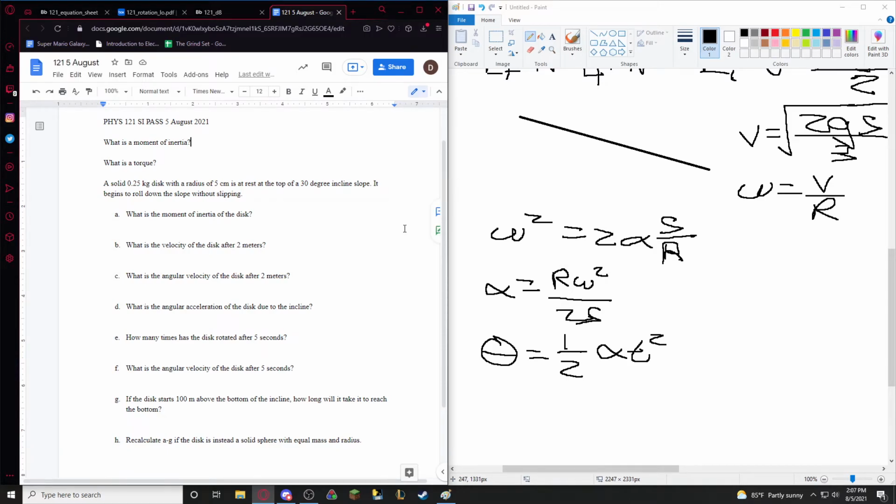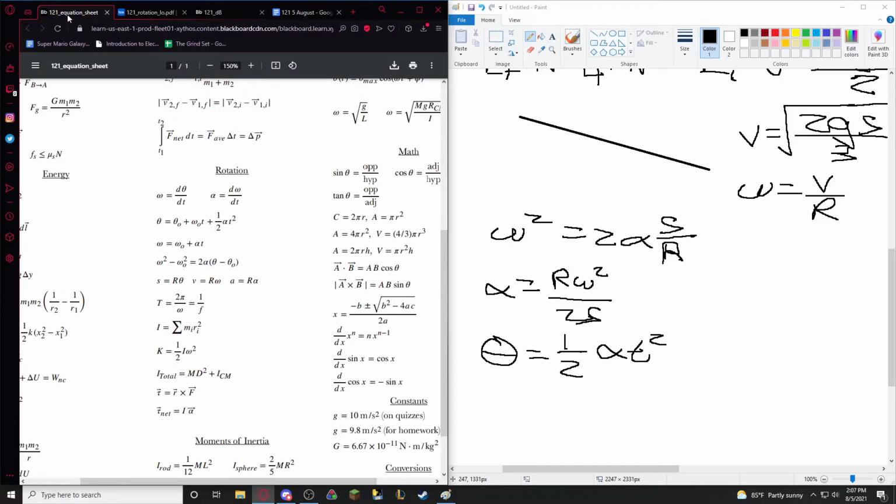So what would the angular velocity be after 5 seconds? You could just use the a equals d omega over dt. Oh wait, no. Yes.